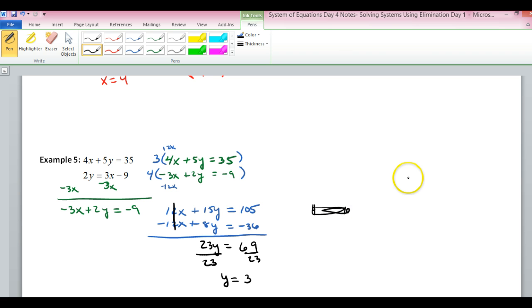Computer's acting goofy in that spot. So 4x plus 5y equals 35. I'm going to substitute. Why did that disappear?